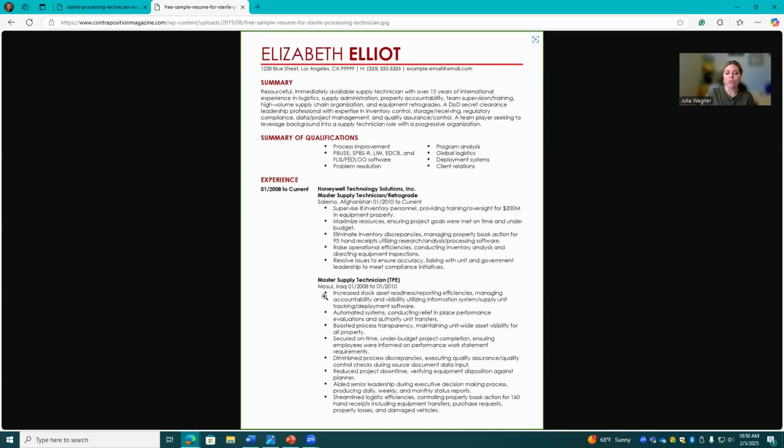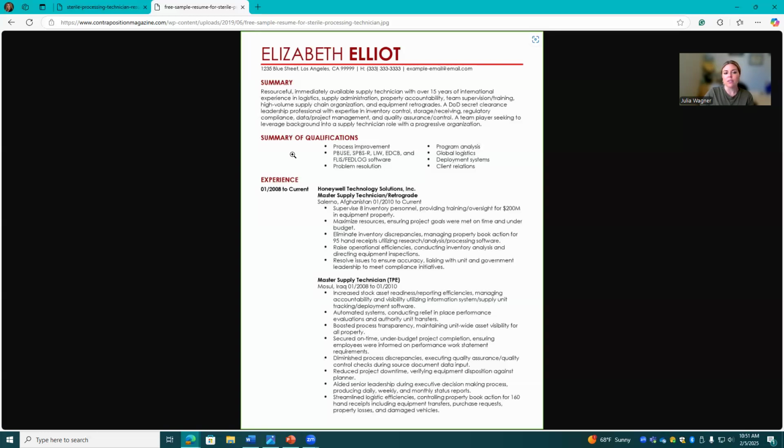And then if we go down to previous job, these action verbs are in past tense. Extremely important for you to recognize different verb tenses for your resume. So past tense here, we've got our action verbs. We've got boosted, secured, diminished, aided, streamlined. We've got different action verbs of what this person did at their former job and at their current job.